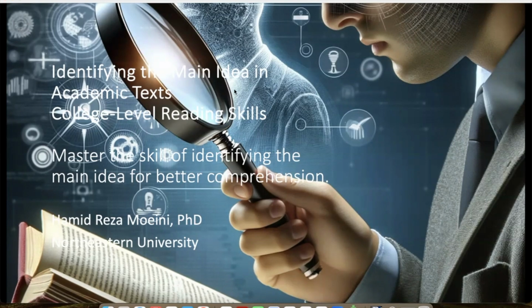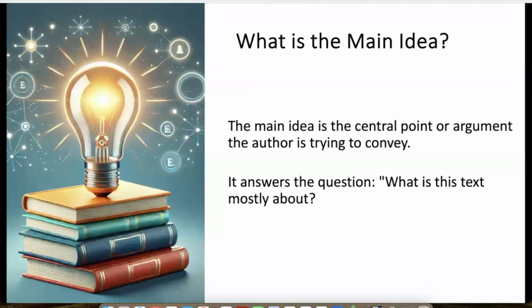So this guy, as you see here, he's holding what? A magnifier, looking through the book. This is because he's looking for the main idea of the text. Now, what is the main idea? Look at the image. What do you see in the image, guys? Let me know, please.